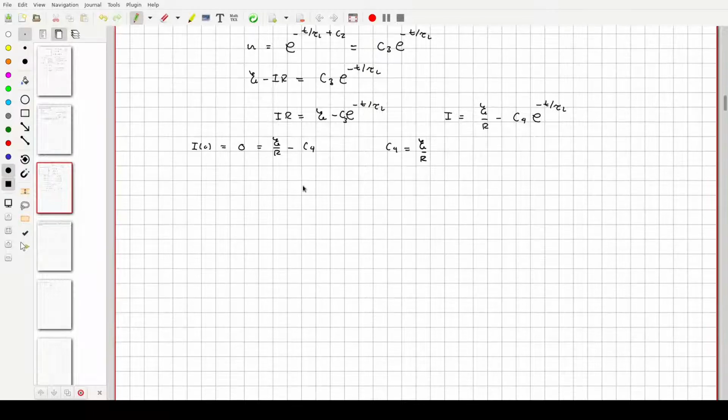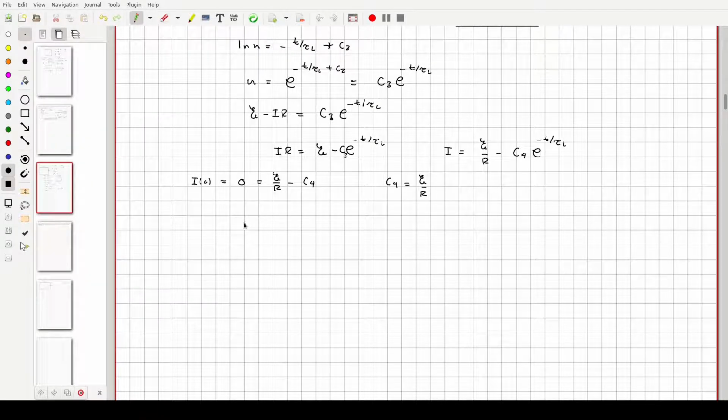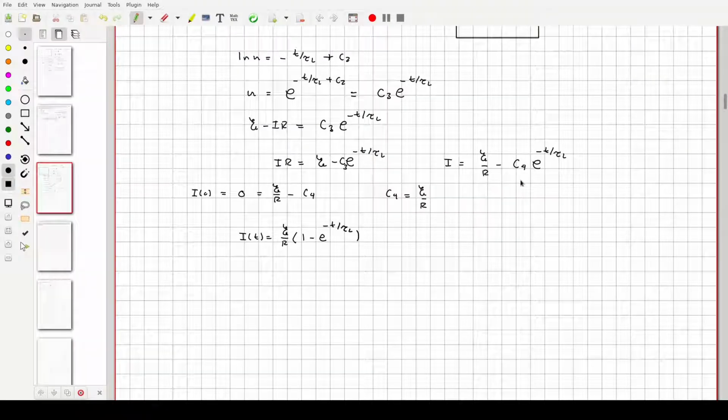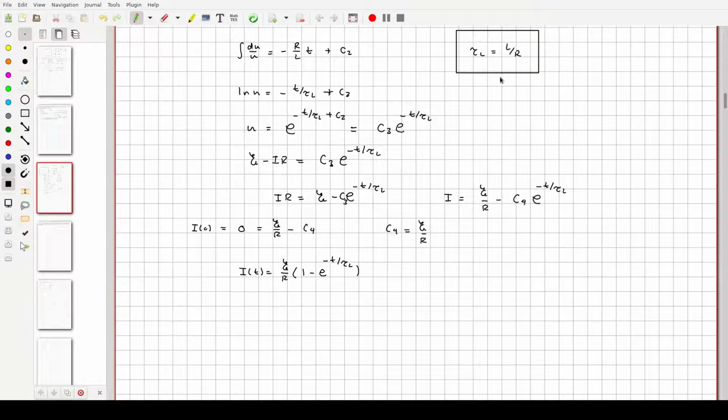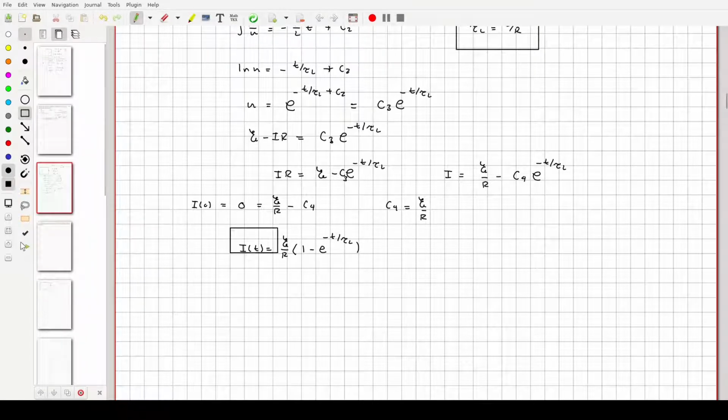Okay. So what that allows me to do is to come up with a pretty clear function for my current with respect to time that's going to look like this. 1 minus e to the minus t over tau sub L, noting the fact that tau sub L is my inductance divided by the resistance. So here's the current as a function of time. So at the very beginning, I have no current, and as time goes on, I get more and more and more as more and more inductance happens.